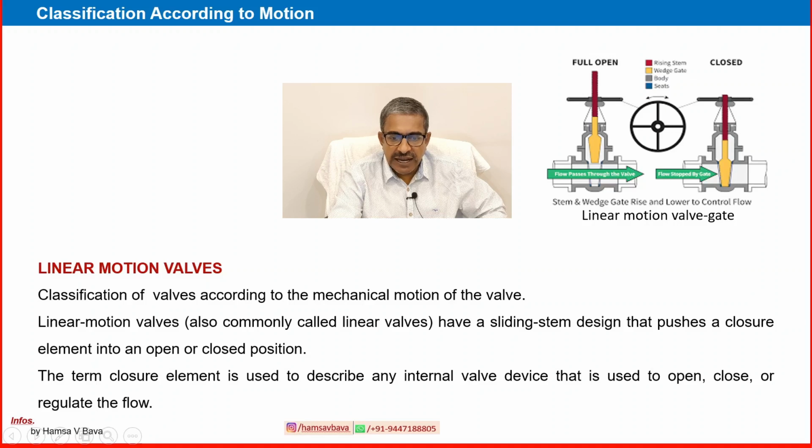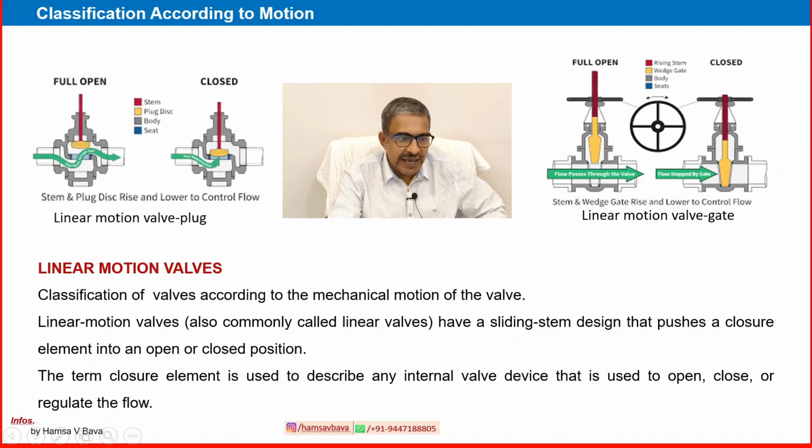You can see from this picture, this is a gate valve, a linear motion valve. The opening and closing element is moving vertically. You can see here the valve is fully open, and this is the flow path. Coming here, you can see the valve is completely closed. So this is a very good representation of a linear motion valve. One is a gate valve.